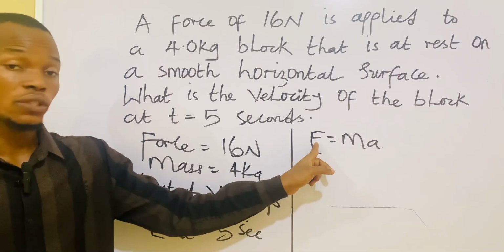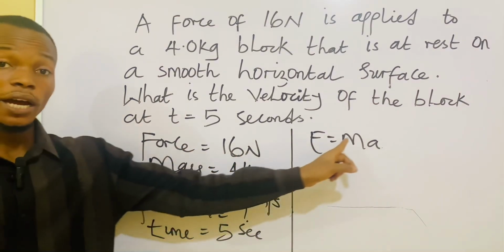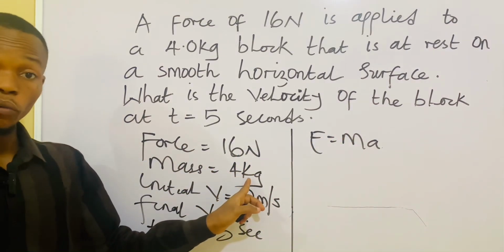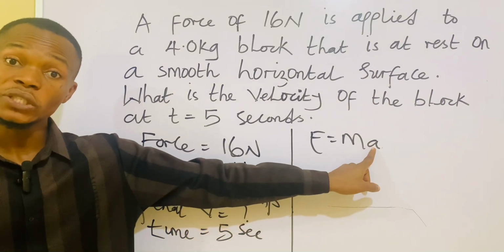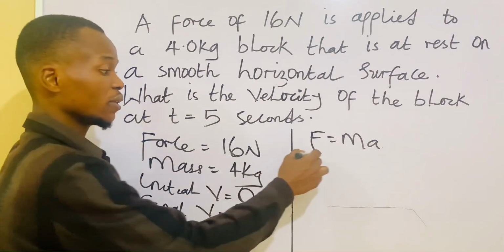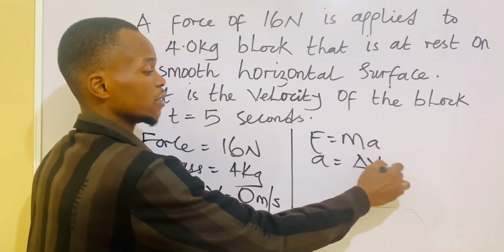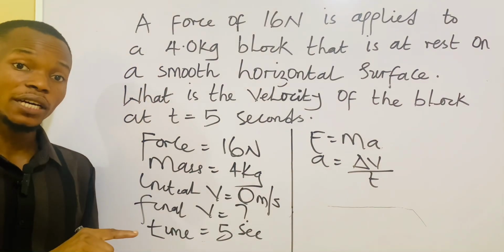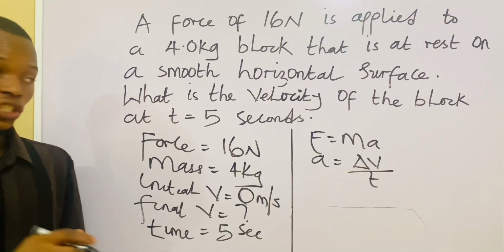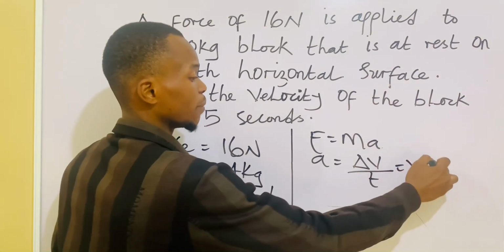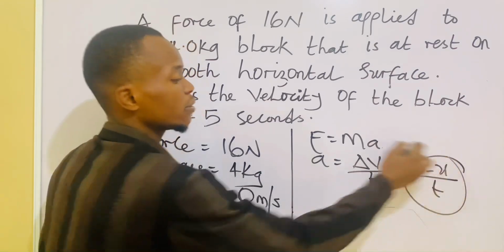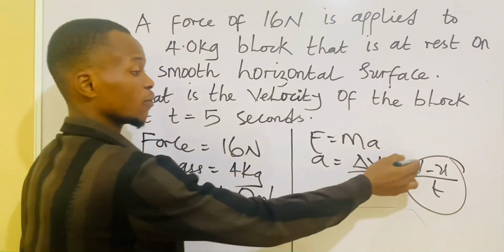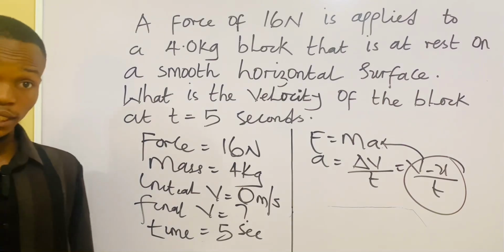Now, our force is 16 Newton, our mass is 4 kilogram, then acceleration. We don't have acceleration, but the formula for acceleration is change in velocity over what? Time. And change simply means final minus initial. So final velocity minus initial velocity, divided by what? Time. So I'm going to use this formula in place of my acceleration.